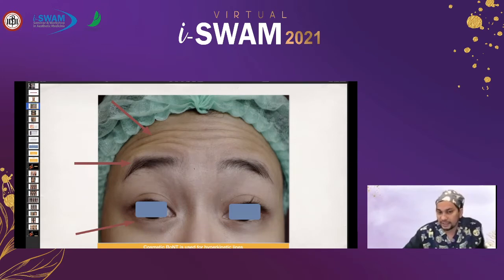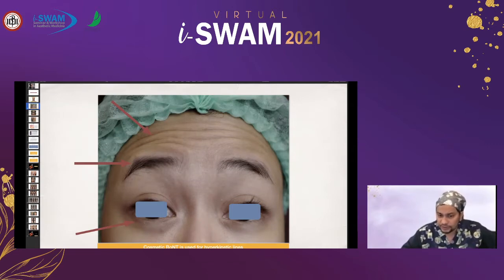Also, you can see here, the eyebrow shape is not nice. The configuration is asymmetric, downwards. This kind of eyebrow will create a sad look. This also can be corrected using botulinum toxin.